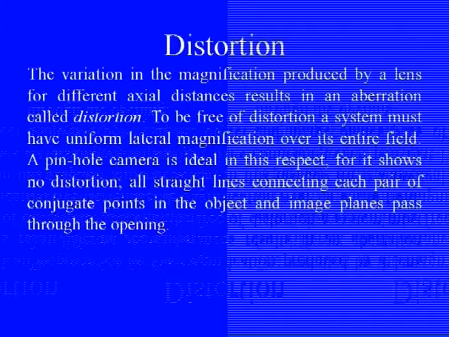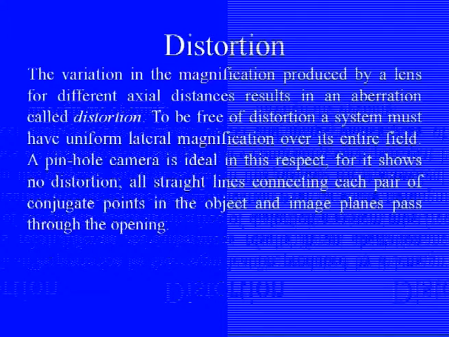Now, we come to the last one of the monochromatic aberrations, and that is distortion. The variation in the magnification produced by a lens for different axial distances results in an aberration called distortion. To be free of distortion, a system must have uniform lateral magnification over its entire field. A pinhole camera is ideal in this respect, for it shows no distortion at all. All straight lines connecting each pair of conjugate points in the object and image planes pass through the opening.